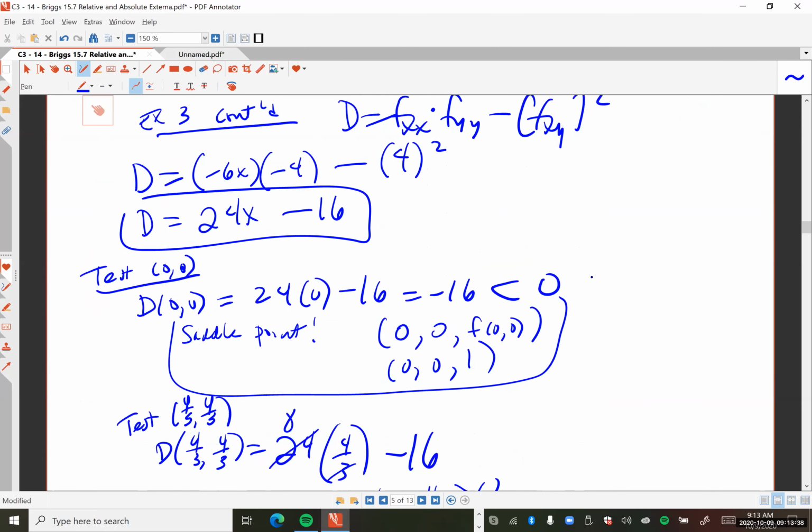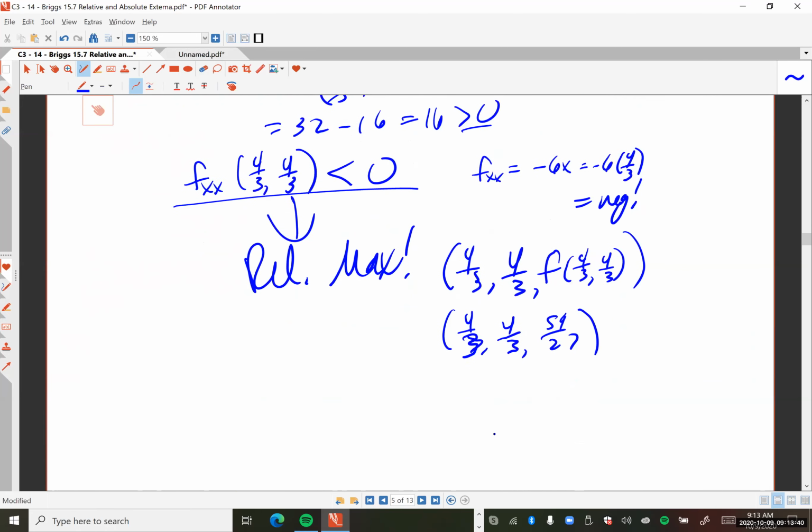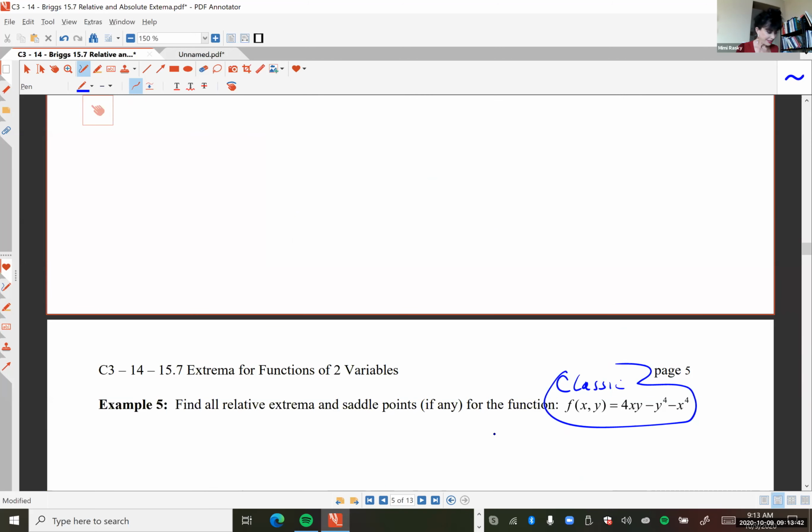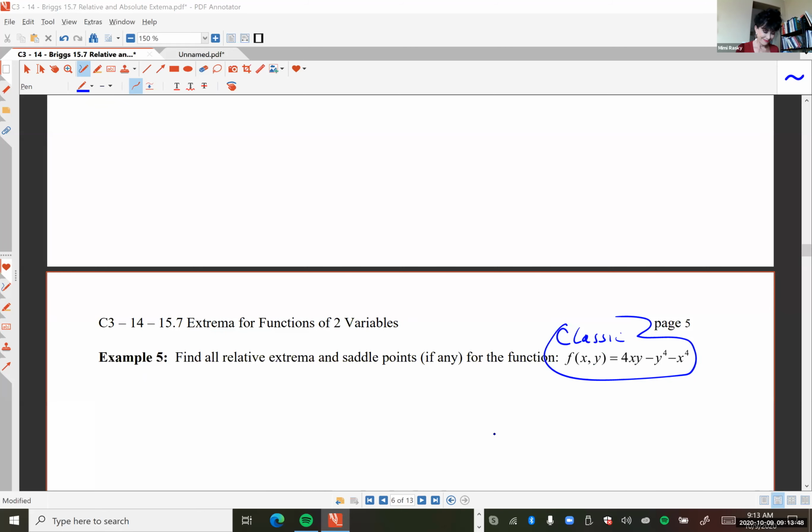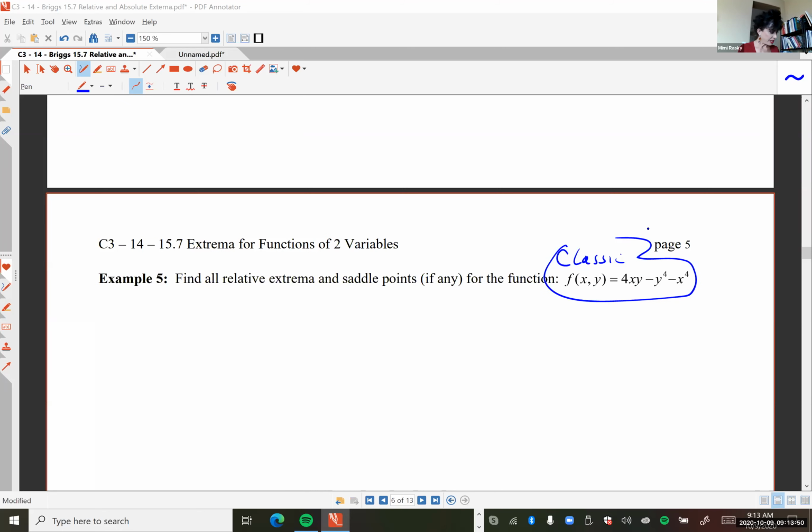No questions. Okay, so now we're ready for the big old classic. This one's standard fare. So getting fx and fy and setting them equal to 0. How hard could that be? Not hard at all, because you guys know how to take partials.